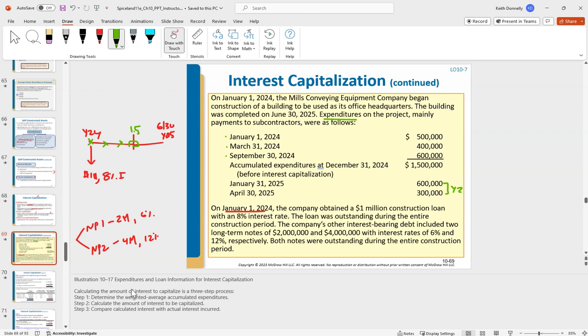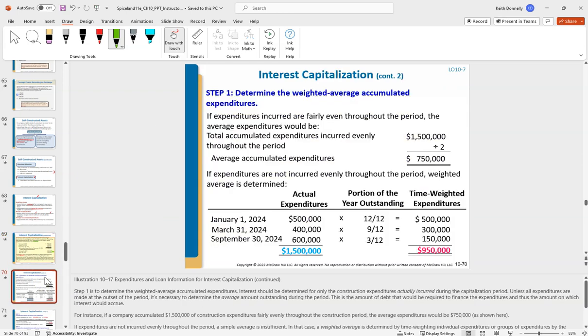Okay, so how do we unpack this? If we're talking about this loan, let's keep our eye on the prize here. This loan and our other debt, this is the construction period. We have some interest here. Do we capitalize this? They're giving us a 3-step process. Step 1, determine the weighted average accumulated expenditures. Step 2, calculate the amount of interest to be capitalized. Step 3, compare the calculated interest with the actual interest.